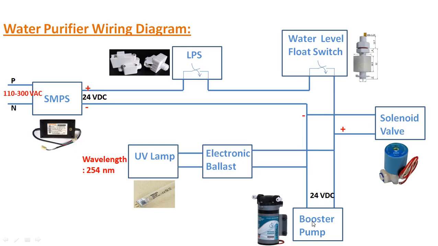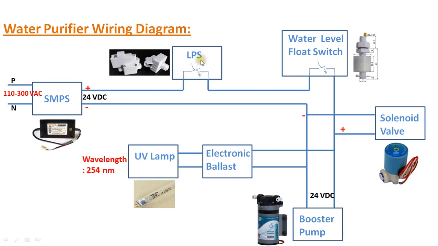Here I am discussing the simple wiring diagram of the water purifier, and by seeing this diagram you can understand how the sensors, solenoid valve and booster pump will control the operation of the water purifier. We are feeding the AC to the water purifier, and there is an SMPS present in the water purifier which converts this AC to the required DC voltage, and most water purifiers use 24 volts DC, and this 24 volts DC is fed to the other components of the water purifier like solenoid valves, booster pump and UV lamp through various sensor interlocks.